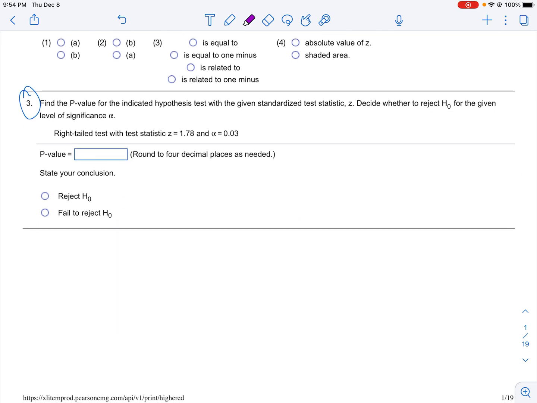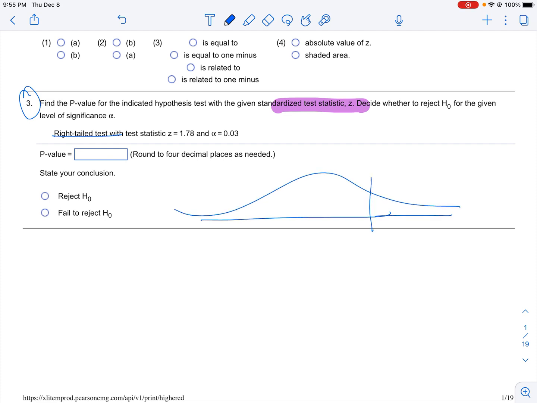It says find the p-value for the indicated hypothesis test with a given test statistic. So they gave you the z-stat. Decide whether to reject or not for the given level of significance. So it's a right tail test. We know it's going to be on the right. Okay, and then they say the z statistic is 1.78. That's your z stat. And then they give you an alpha of 0.03.